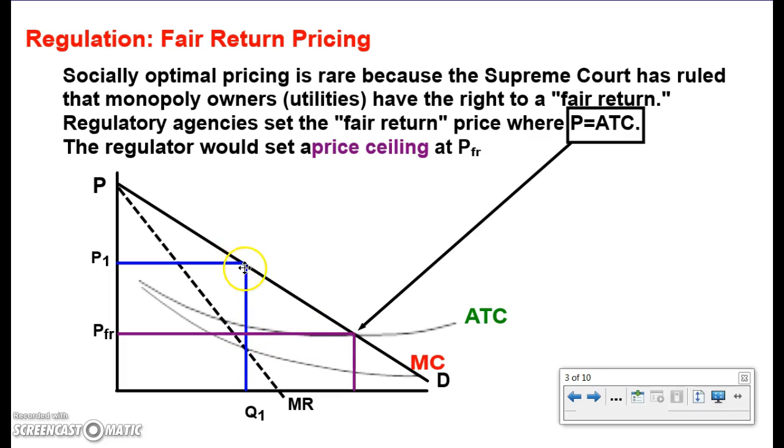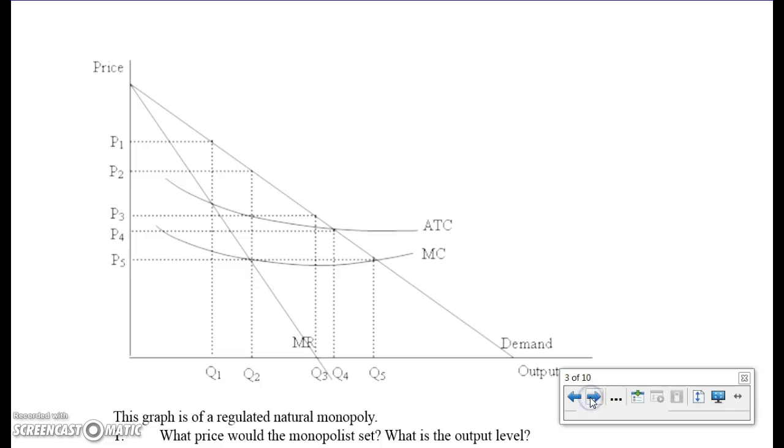right? That monopolist would charge P1, right? And they'd only produce Q1 level of output, and fair return pricing would produce a much lower price and almost twice as much output. So that's better than breaking up a natural monopoly and forcing lots of small producers to produce at a very high ATC.